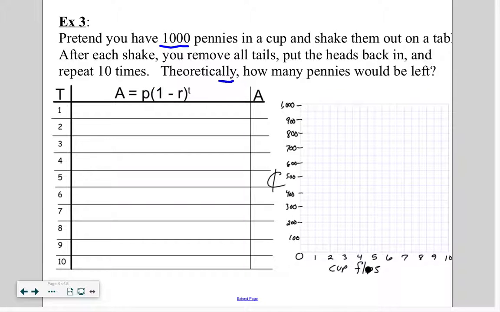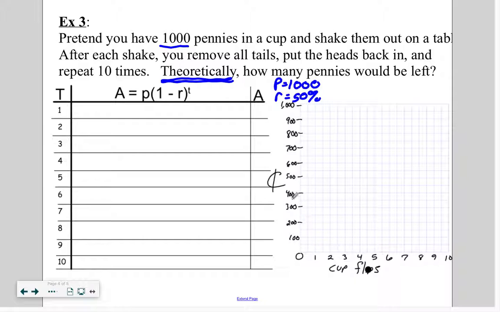Now we're going to go theoretically. We're going to say, well, theoretically, half of them should be tails. So that means that, let's talk about our variables here. We're starting with 1,000. What percent of pennies are going to be tails, theoretically? 50%. So we're going to lose 50% of our coins every single flip. How many times are we flipping it? What's our T? Depends on what flip it is.